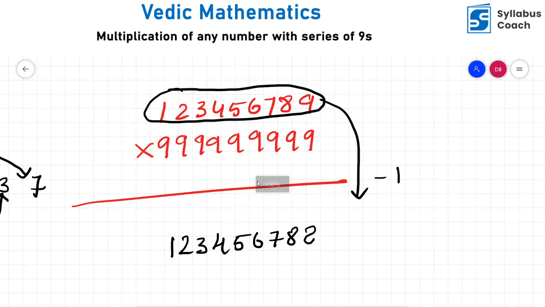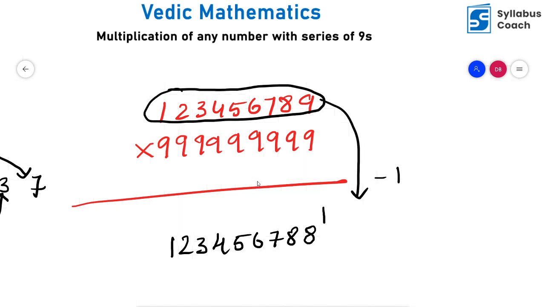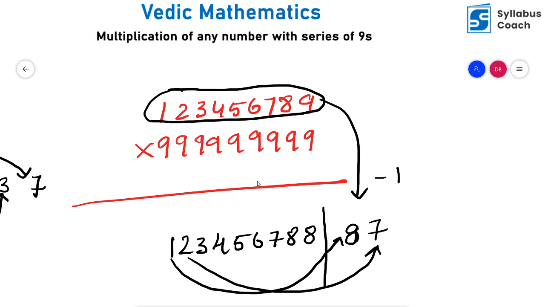Because you subtracted 1 from the original number. Now what are you supposed to do, students? You have to reduce each digit from 9, right? Reduce 1 from 9, and 9 minus 1 is 8. Now reduce 2 from 9, which is 7. And then 9 minus 3 is 6. 9 minus 4 is 5. 9 minus 5 is 4. 9 minus 6 is 3. 9 minus 7 is 2. 9 minus 8 is 1. And 9 minus 9 is 0. So this is the answer for your question.